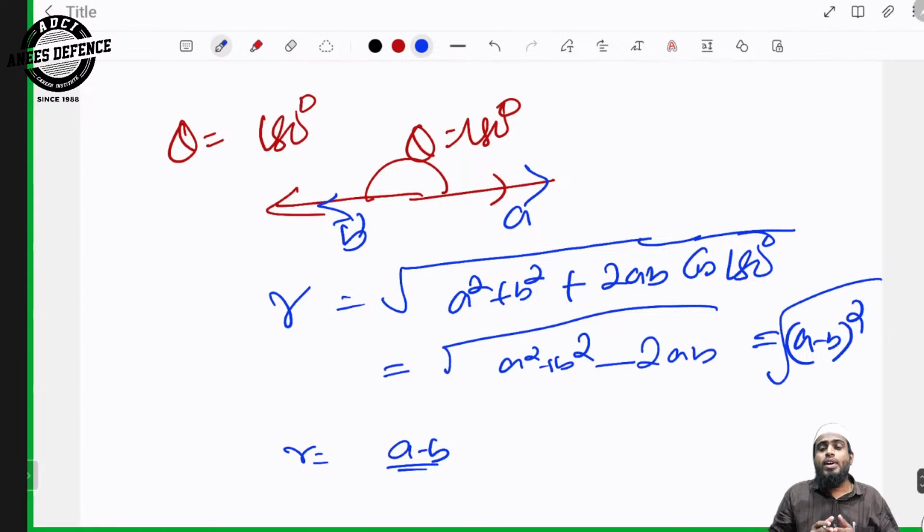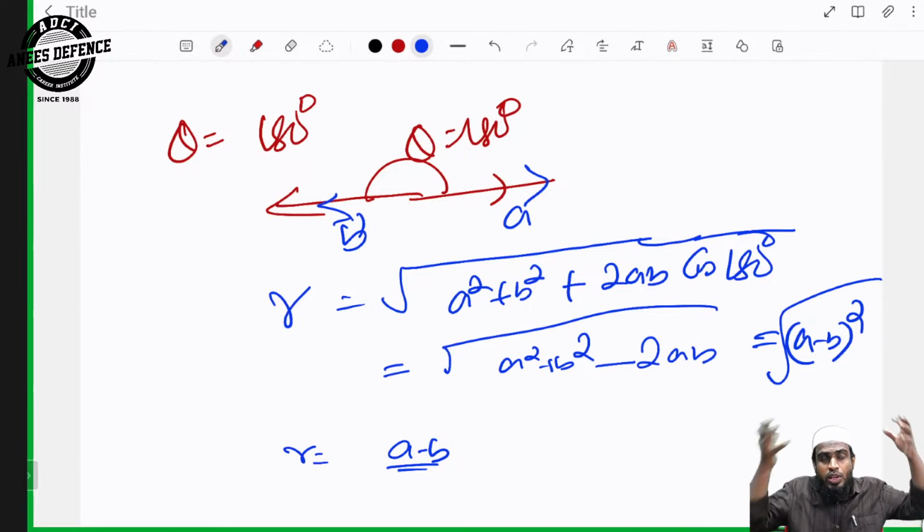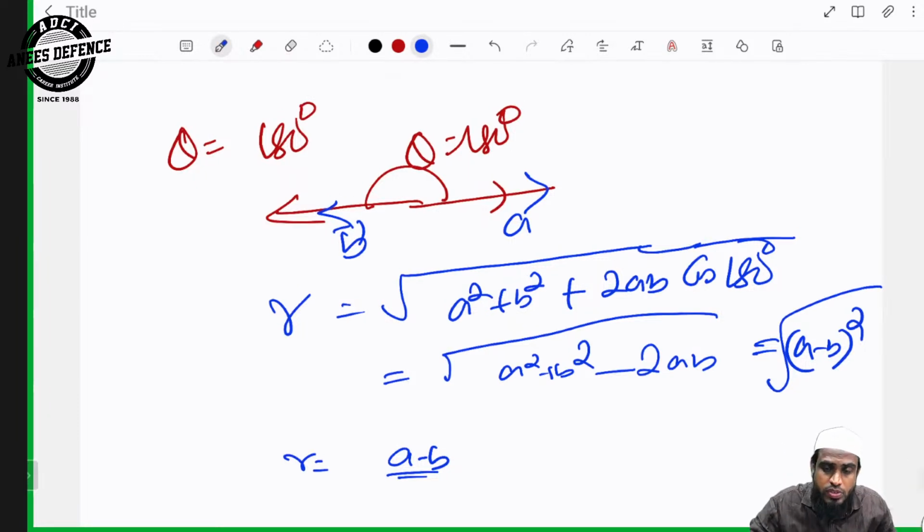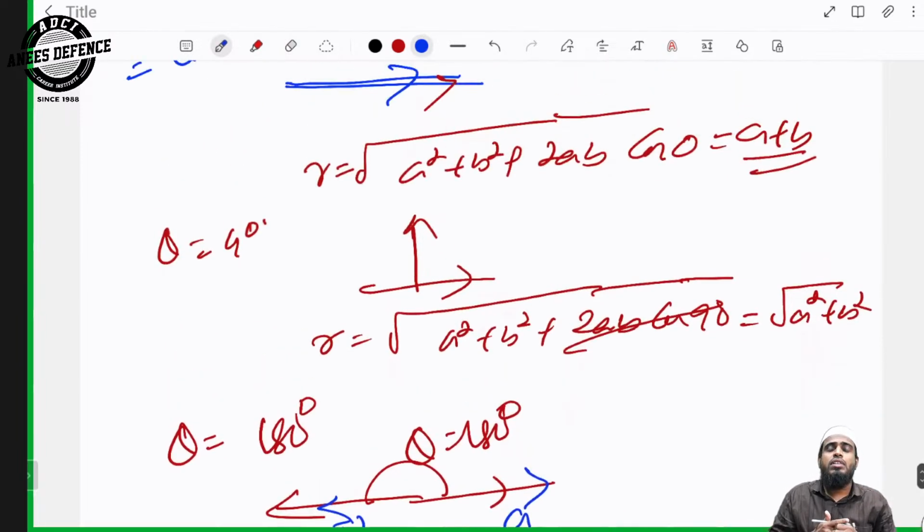So if two vectors are acting along the same direction, just add the magnitudes of the two vectors. If the two vectors are acting in the opposite direction, just subtract the smaller one from the bigger one, and the resultant will be along the direction of the bigger vector. If the two vectors are at 90 degree, then the resultant will be root of A square plus B square.